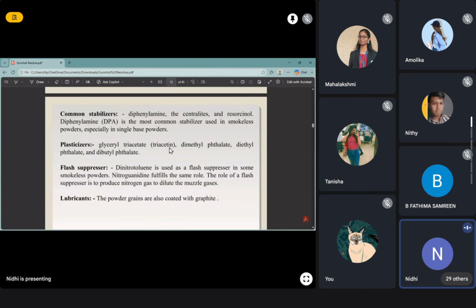Then flash suppressor. Dinitrotoluene is used as a flash suppressor. You just have to remember the names of the stabilizers, the explosives we are using, the plasticizers, the lubricants, and the primary explosives we are using in our primer. That's it. You don't have to do any complicated mathematics in this. You just remember these names. So dinitrotoluene is used as a flash suppressor in some smokeless powder. Nitroguanidine fulfills the same role. Nitroguanidine is better than dinitrotoluene.